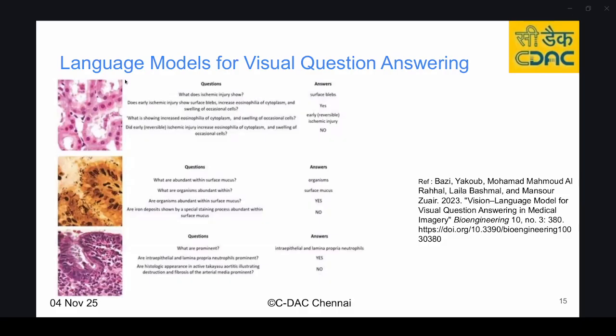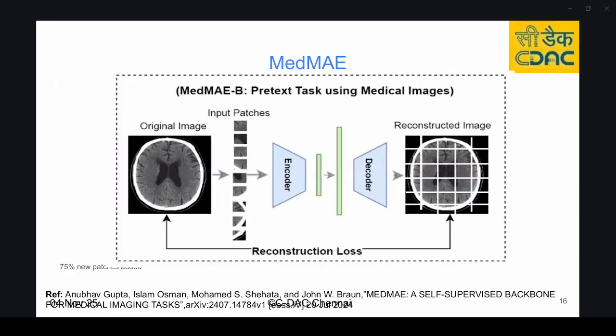Even in histopathological images, there are language models for visual question answering being developed. If a question is related to a microscopic cell image, the AI models right now can answer them, whether it is a yes or no question, a sentence question, or a two word question. It is currently able to answer. There are models being developed for that.